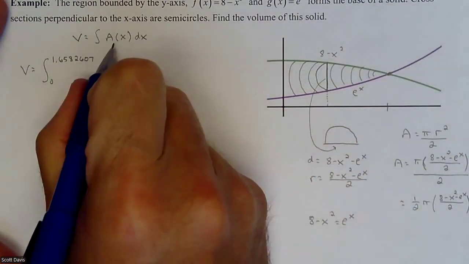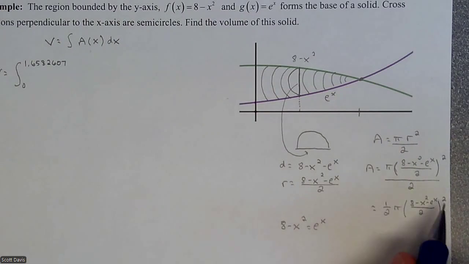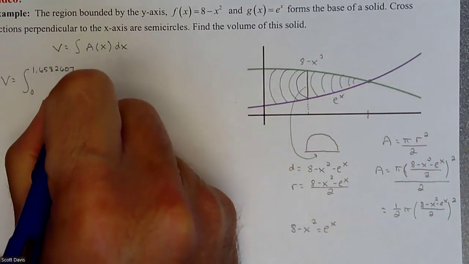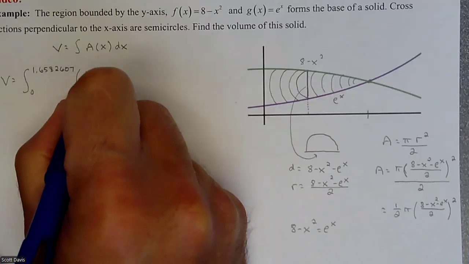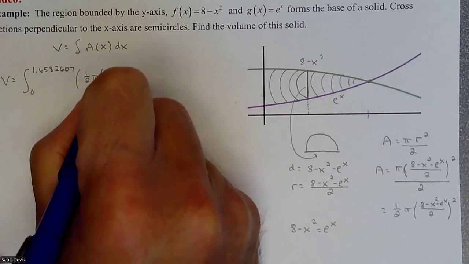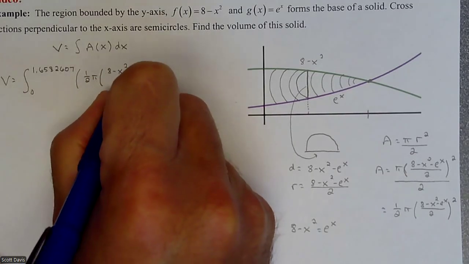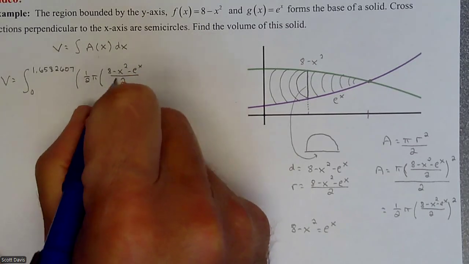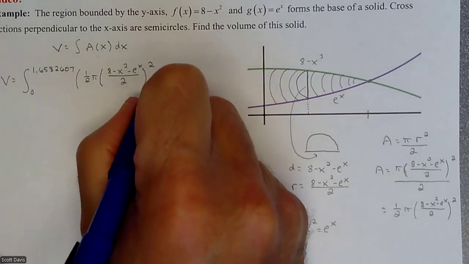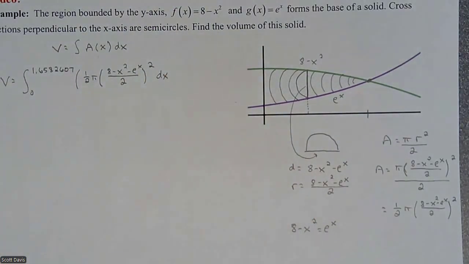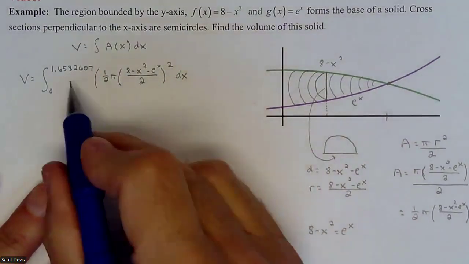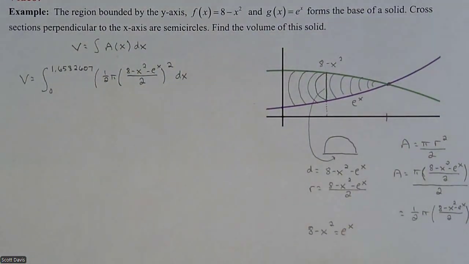And then our area formula is our area formula. So it is 1/2 pi, here's our radius, 8 minus x squared minus e to the x divided by 2, radius squared, dx. Which ends up actually being the thickness of each of these things. So the thickness is infinitely small, and it'll calculate it all out, create our volume.